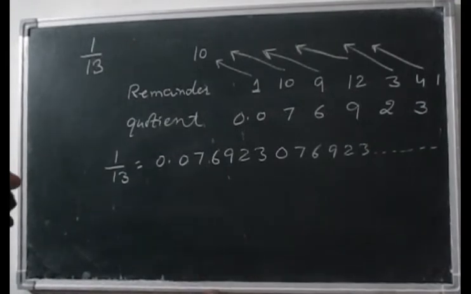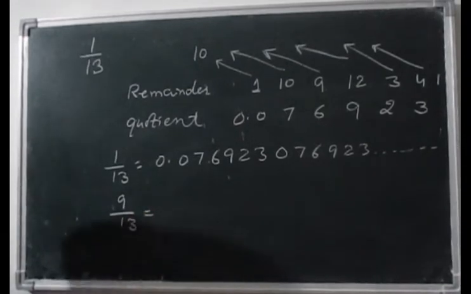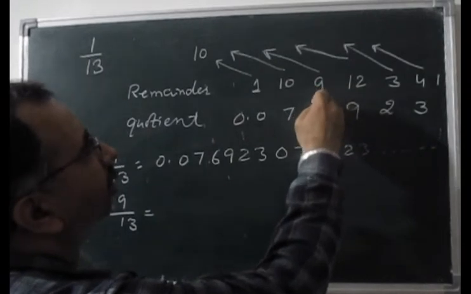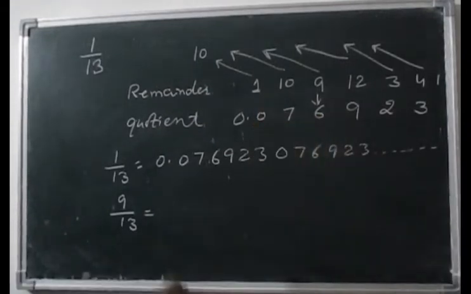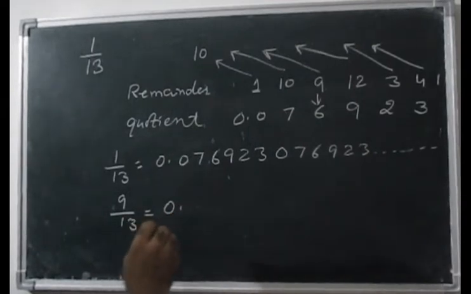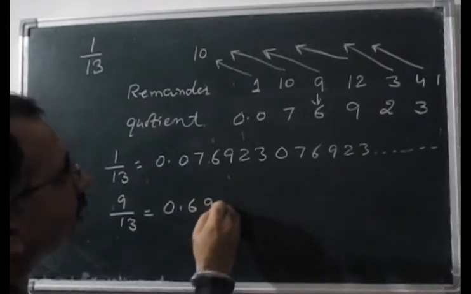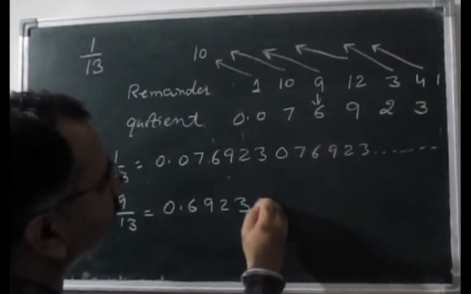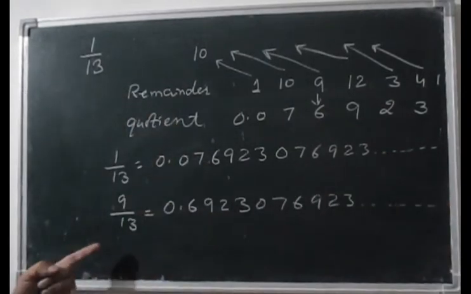So let's see. Suppose I want to write 9 by 13. So 9 by 13 is, see, a number which is just below the 9 in the quotient line. Start from that number. So this is 0.6923, then 076 dot. So 9 by 13.